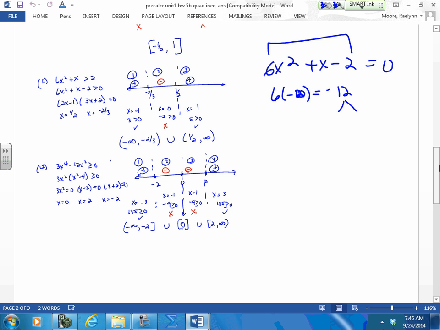What are factors of negative 12 that add up to 1? 3 and 4, which one has to be negative? Good. Plop an X right next to it. That gives you this. So take this out. It doesn't matter what order you put this in.